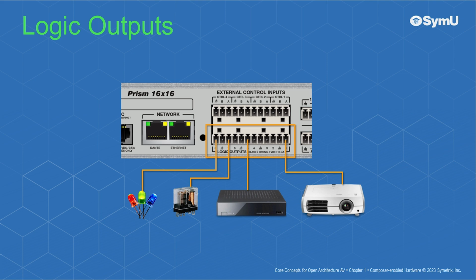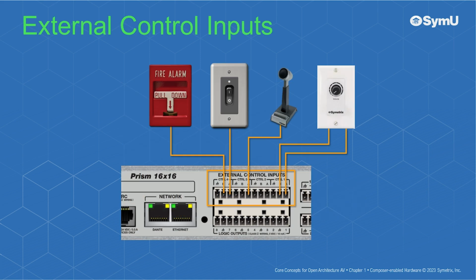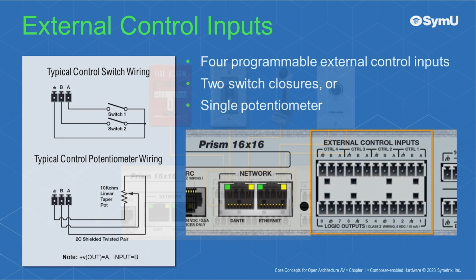Prism logic outputs are used to drive external LEDs, relays, media servers, projectors, camera controllers, or most any device capable of responding to simple logic commands. External control inputs are used to trigger events or behaviors, examples of which include audio muting, music ducking, or volume control, and preset changes. Each of the 4 external control inputs can be programmed to respond to 2 switch closures or the change in resistance of a single potentiometer.